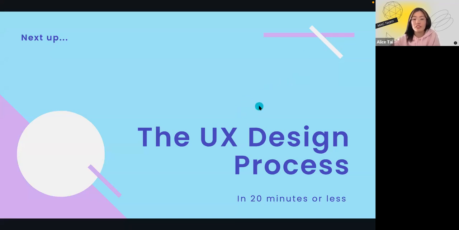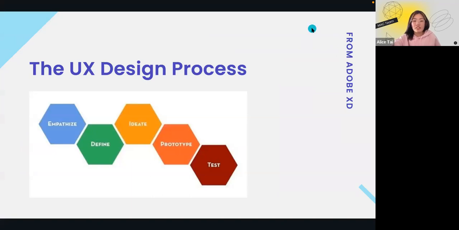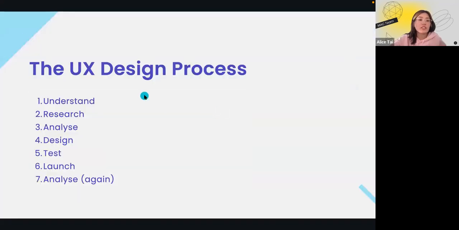Next up, the UX and UI design process. So this diagram was taken off Adobe XD, and this goes empathize, define, ideate, prototype, and test, which is saying this is a methodology of how you would go about a UX design process. And there are multiple steps involved, beginning from understand, research, analyze, design, test, and launch, and then analyze again. And these are the actual steps that you take to achieve the design solution that you want.